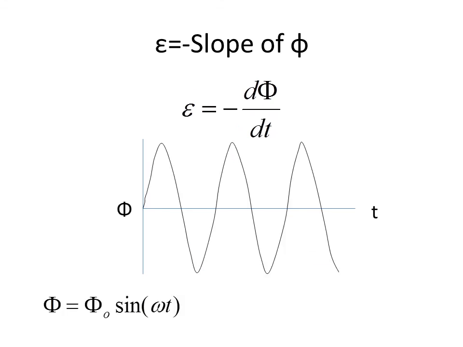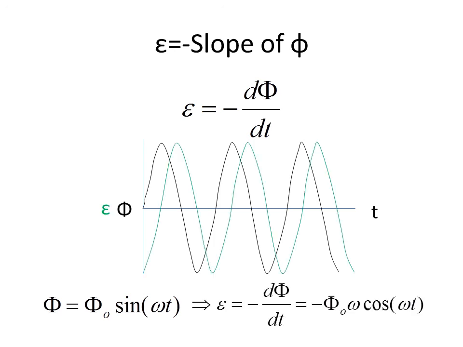Let's look at another example where the function for our flux is a sine wave. We now have a more complicated slope. If this is a sine wave, it means that the derivative is a cosine. We take the negative of that derivative, and we get the negative of a cosine curve for the shape of the induced EMF.